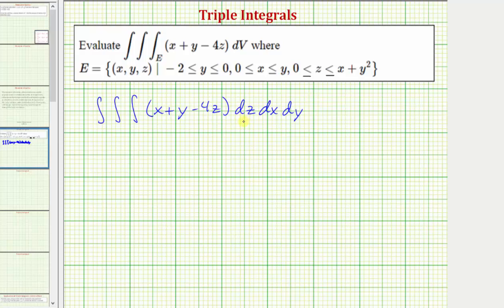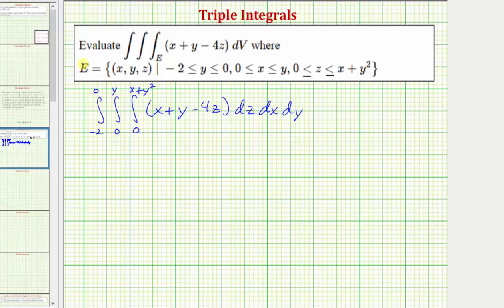And again, the reason we're using this order of integration is because z must be defined in terms of x and y, which it is here. X must be defined in terms of y, which it is here. And finally, y would be defined in terms of constants, which it is here. Which means the limits of integration for z are going to be from 0 to x plus y squared. The limits of integration for x are going to be from 0 to y. And the limits of integration for y are going to be from -2 to 0.